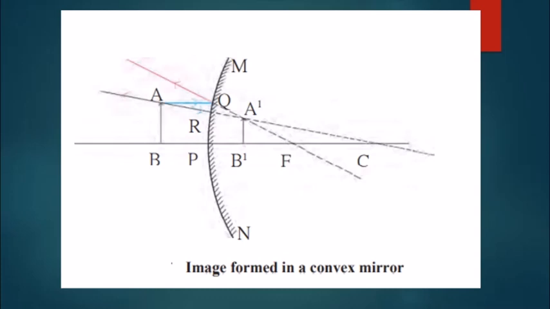Now one thing you have to remember about the convex mirror is that the nature of the images formed by the convex mirror does not depend on the distance of the object from the mirror. So these images are always virtual, they are smaller than the object, and they are always situated behind the mirror.